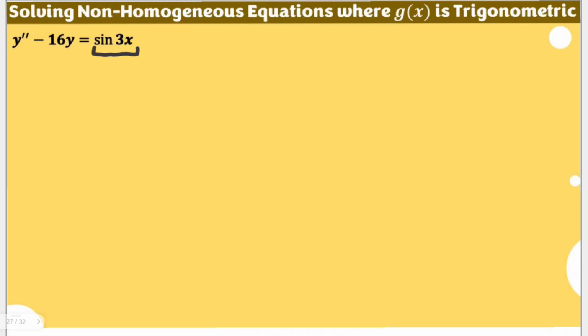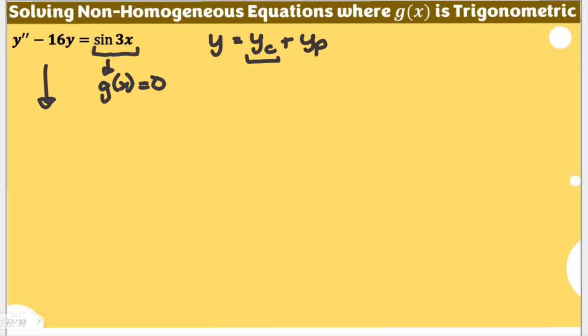We can solve this non-homogeneous higher order equation following this formula: y is equal to y sub c plus y sub p. Now, y sub c is known to be the complementary solution if this g of x is equal to 0. Hence, we will be using the same methods of solving homogeneous higher order equations. We're going to come up with the auxiliary equation, solve for the roots, and refer to the roots as to what type of general solution will come out on y sub c.